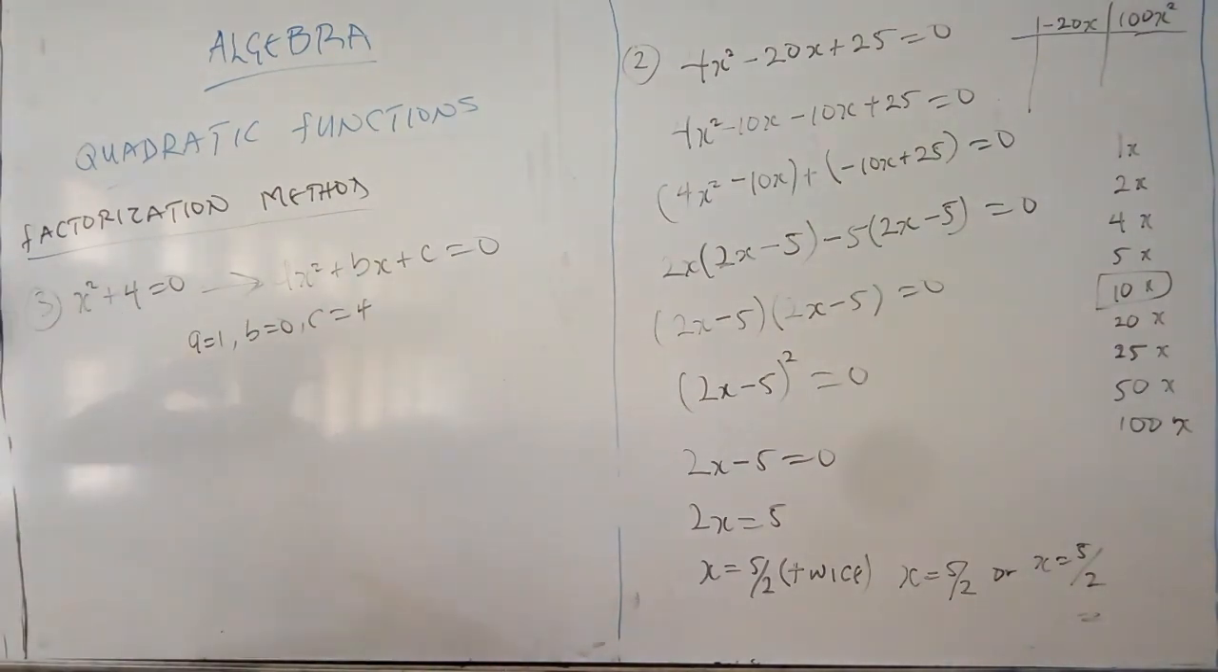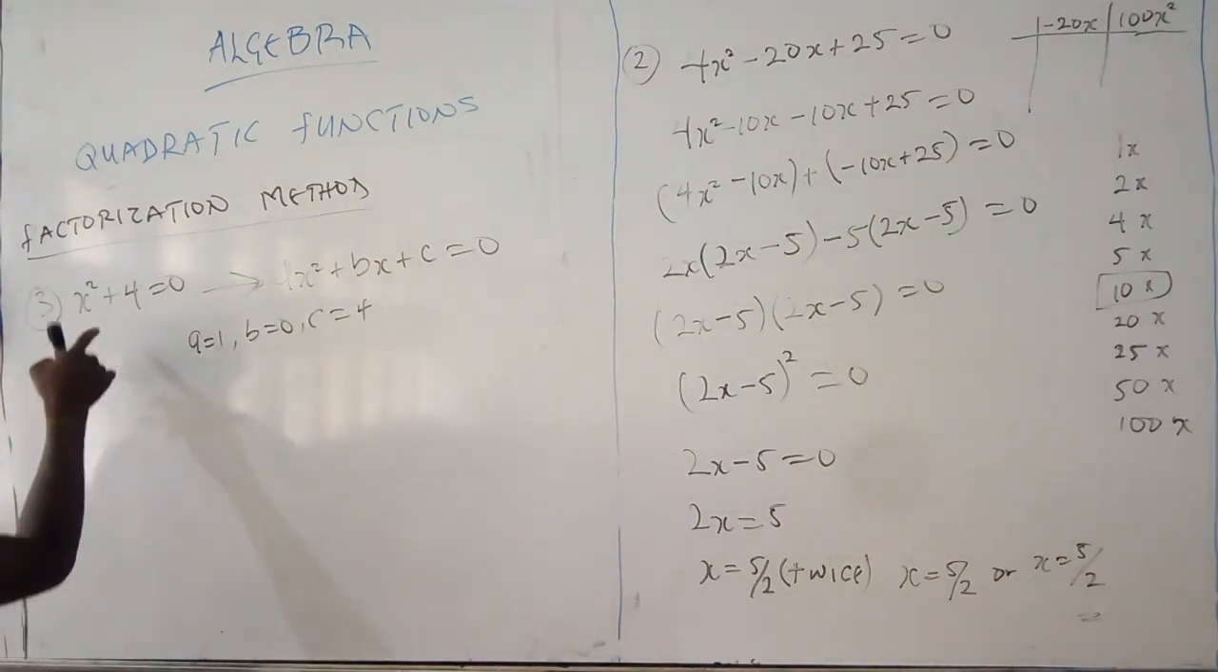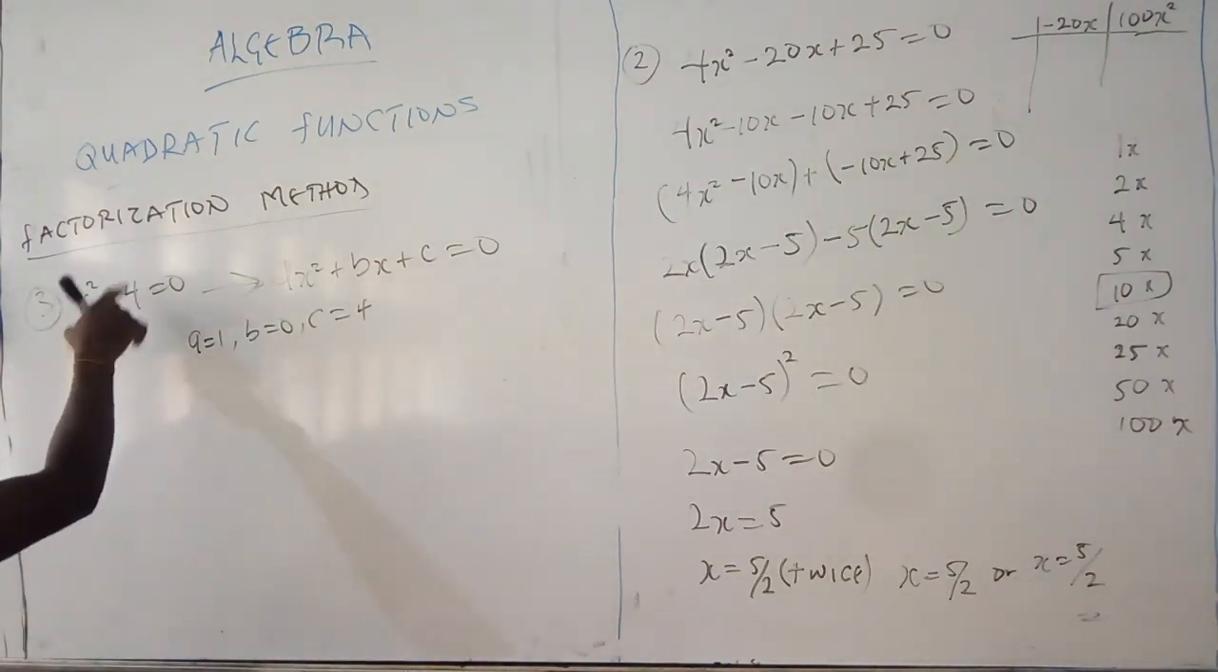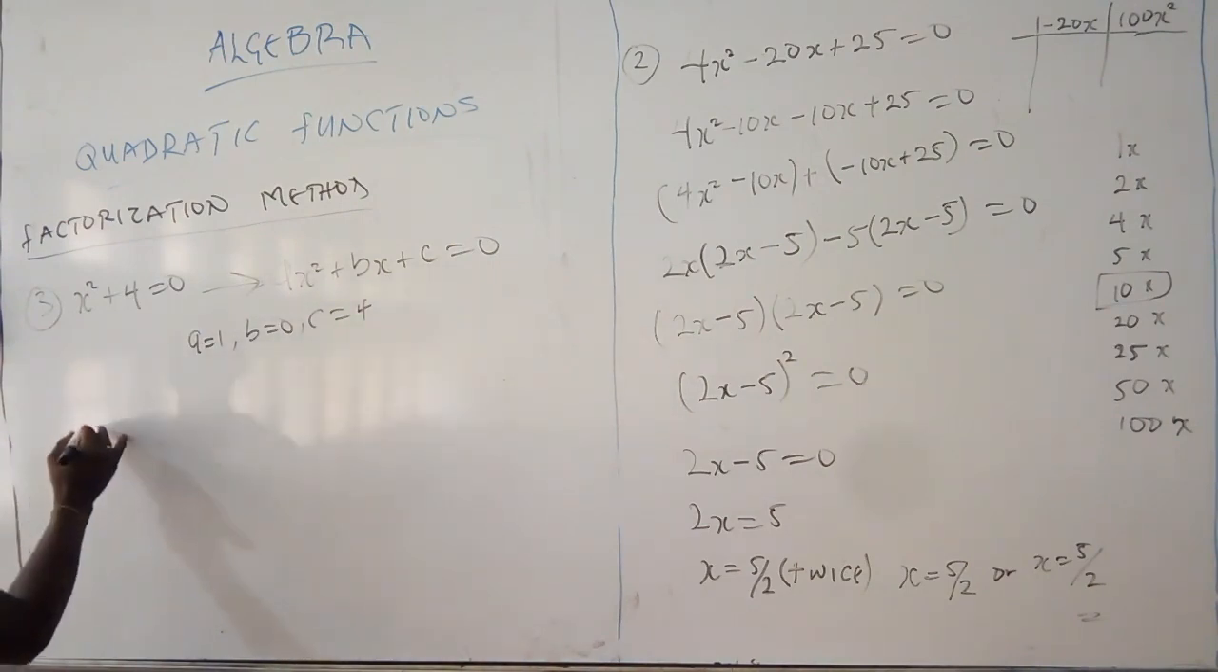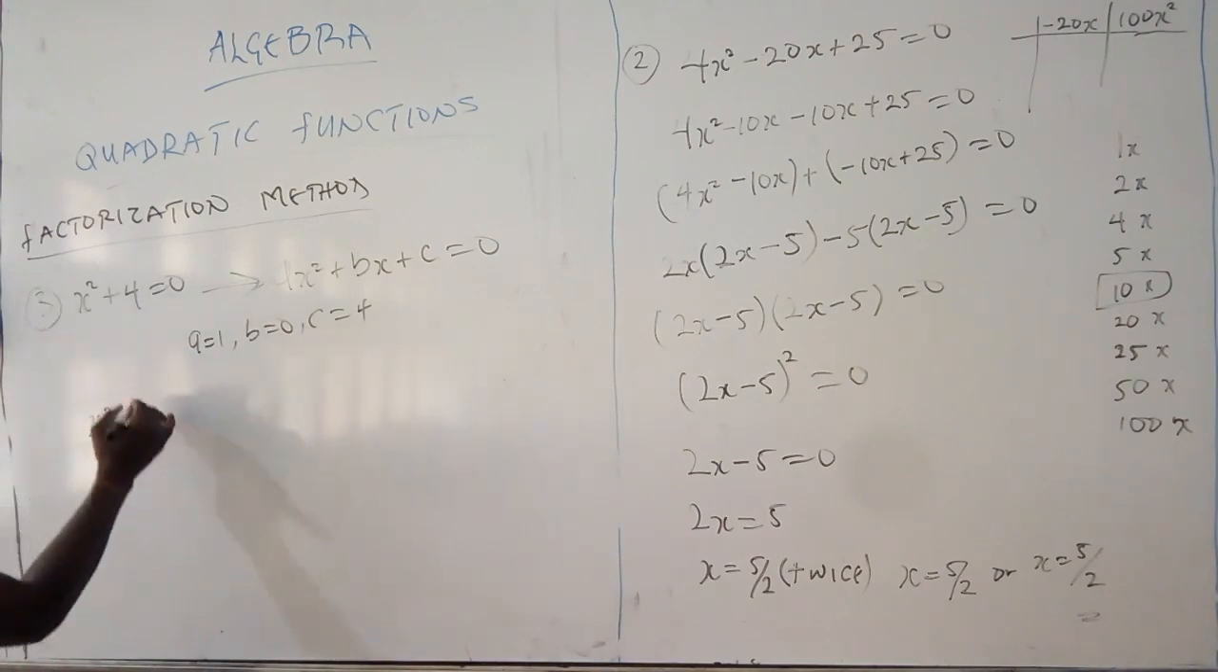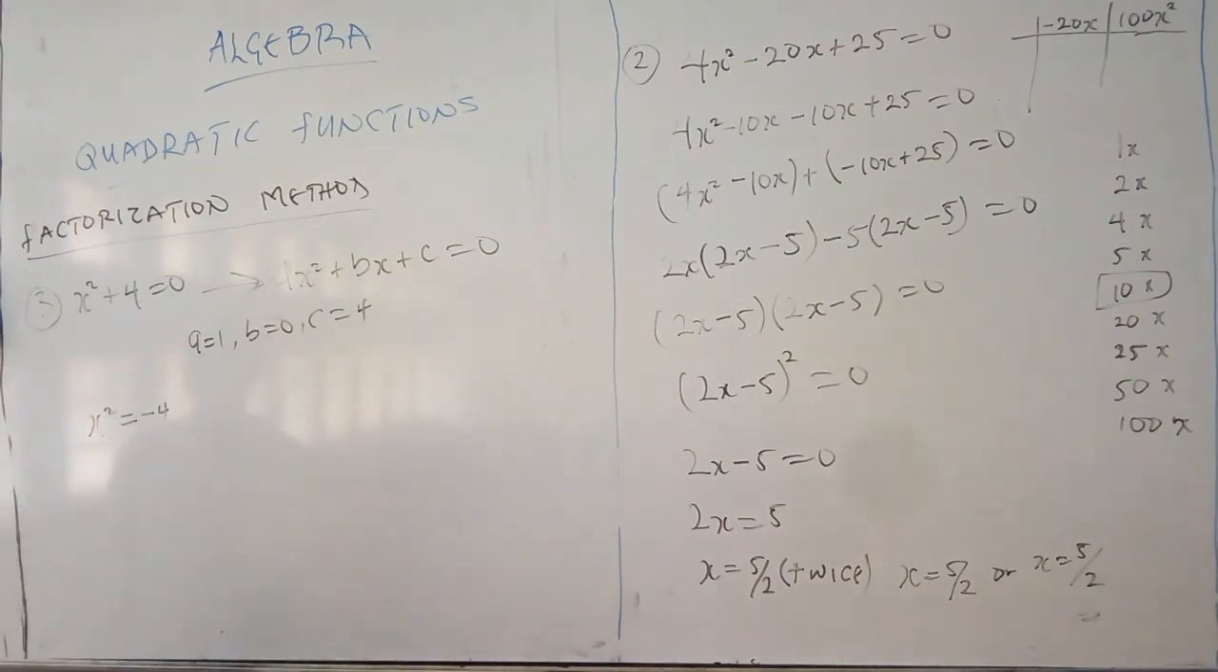So to solve this, it is easier than all the rest. All you need to do is take this 4 to the right hand side, collect like terms. So x squared is equal to, because this is positive, you have minus 4.